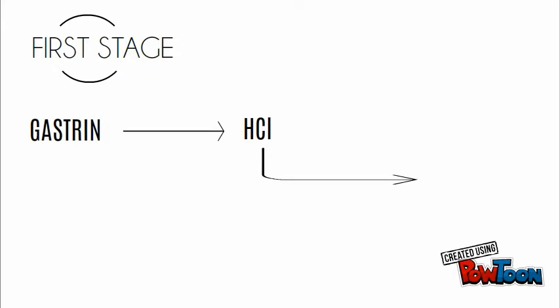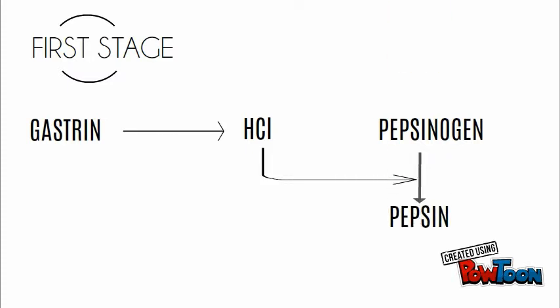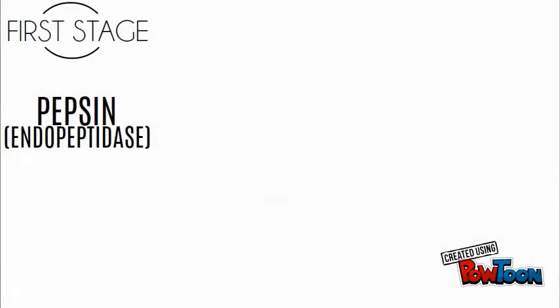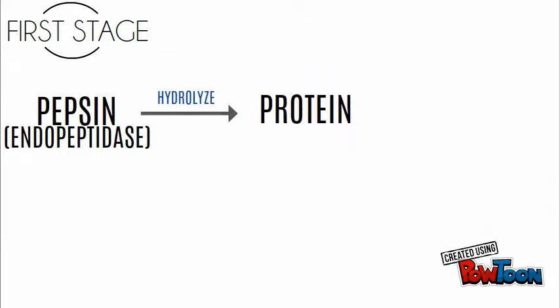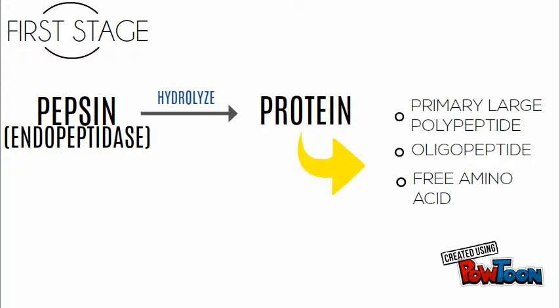HCl is also responsible for the conversion of pepsinogen, the precursor of pepsin, which is released from the chief cells, in order to be converted into pepsin. Pepsin, which acts as an endopeptidase, will hydrolyze the interior peptide bonds of the protein by attacking the peptide bond adjacent to the carboxyl end of the amino acid, producing end products which consist of primary large polypeptide, oligopeptide, and also free amino acid.